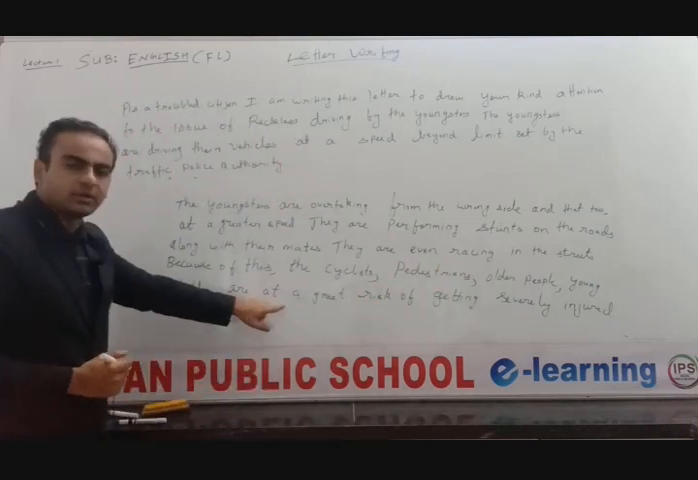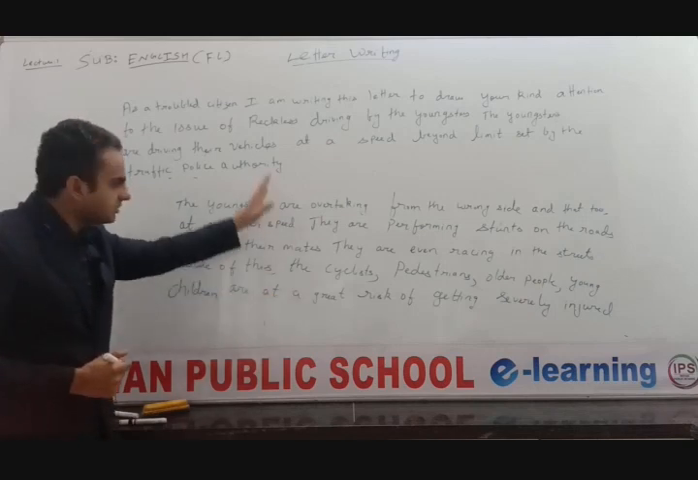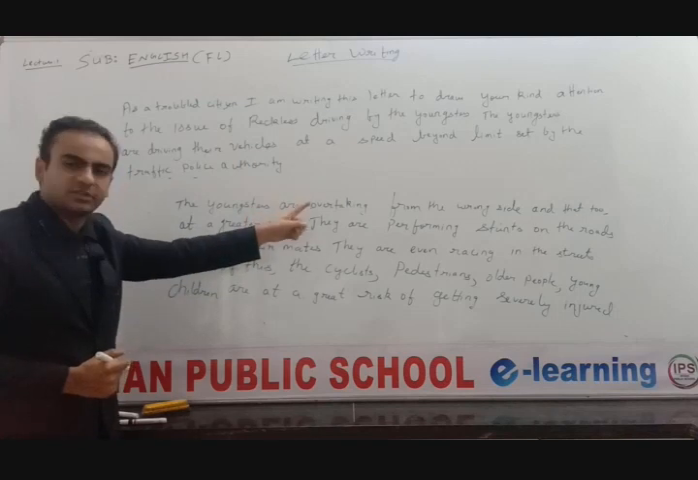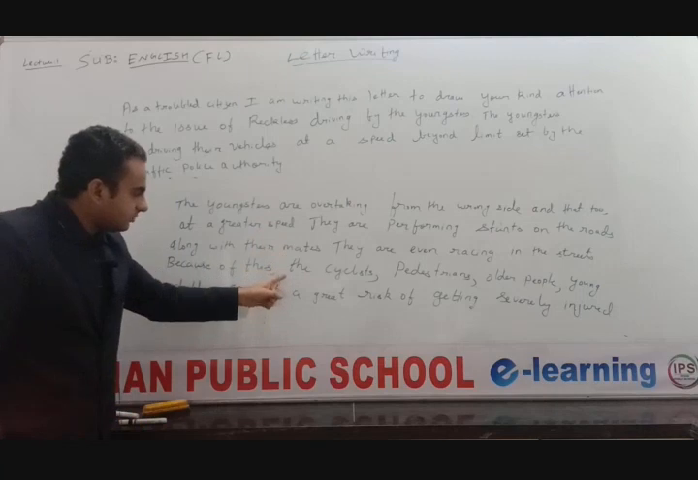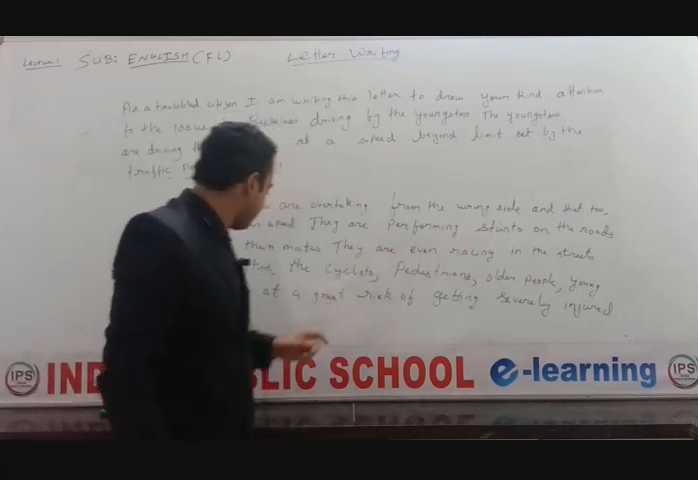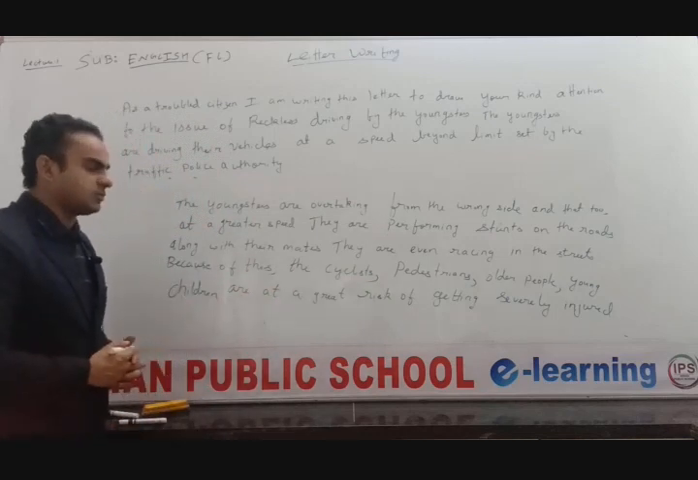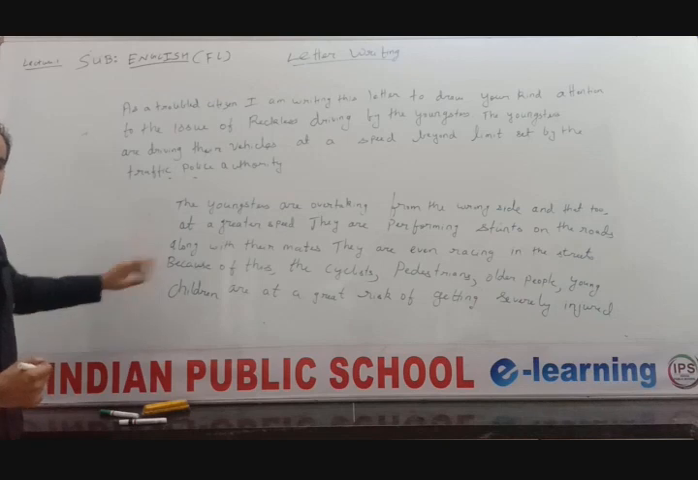Now this is the real thing, right? This is why you are writing the letter. This is the main issue here. The issue is not that they are overtaking from the wrong side. They can do it at 3 p.m., 3 a.m., in the night. But because of these reckless drivers, the cyclists, pedestrians, older people, young children are at a great risk of getting severely injured. This concludes your second paragraph.